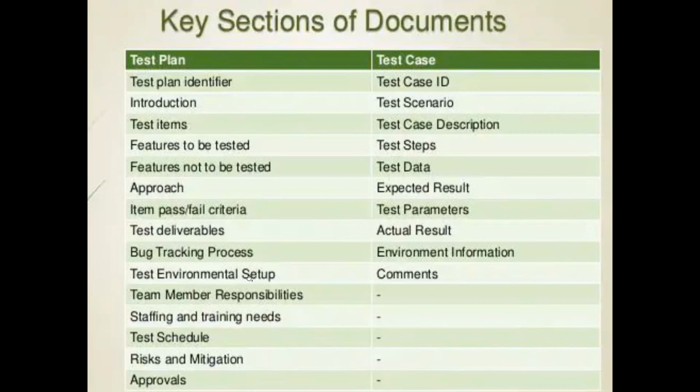And the test environment setup. If the boundary or environment is not clearly stated, we may expect many errors, so we have to fix the environment where the system is going to function. Team members' responsibilities: how many people we assign to the test plan and what their responsibilities are. Staffing and training needs: whether we need any special training. Test schedule: how long, whether one month or one week. Risk and mitigation: if a risk is identified, how we are going to eradicate it. And approvals: who is responsible for approving the test plan. So these are the terms that should be associated with creating any test plan.